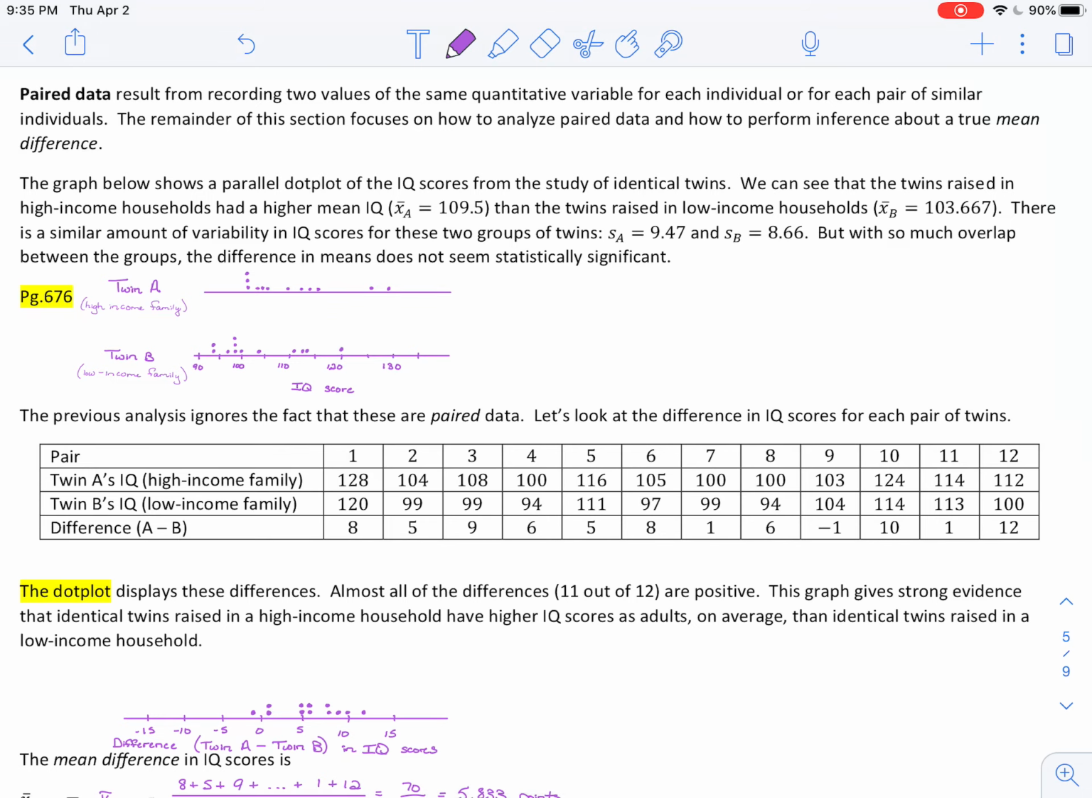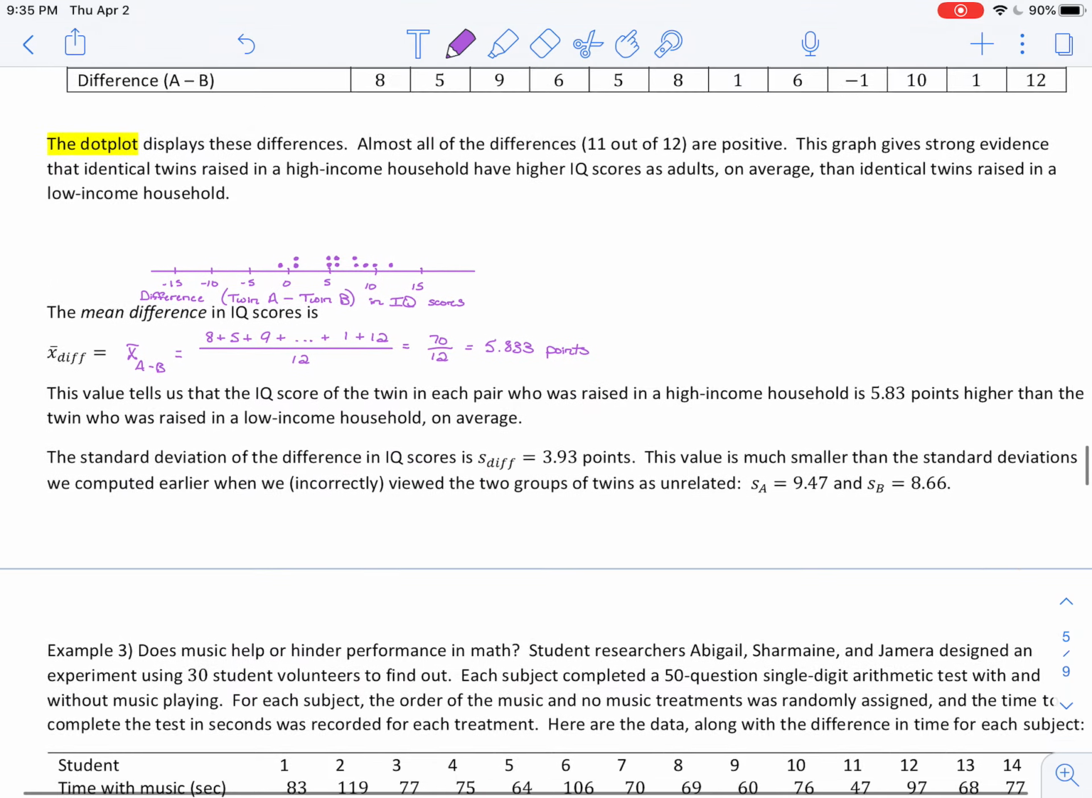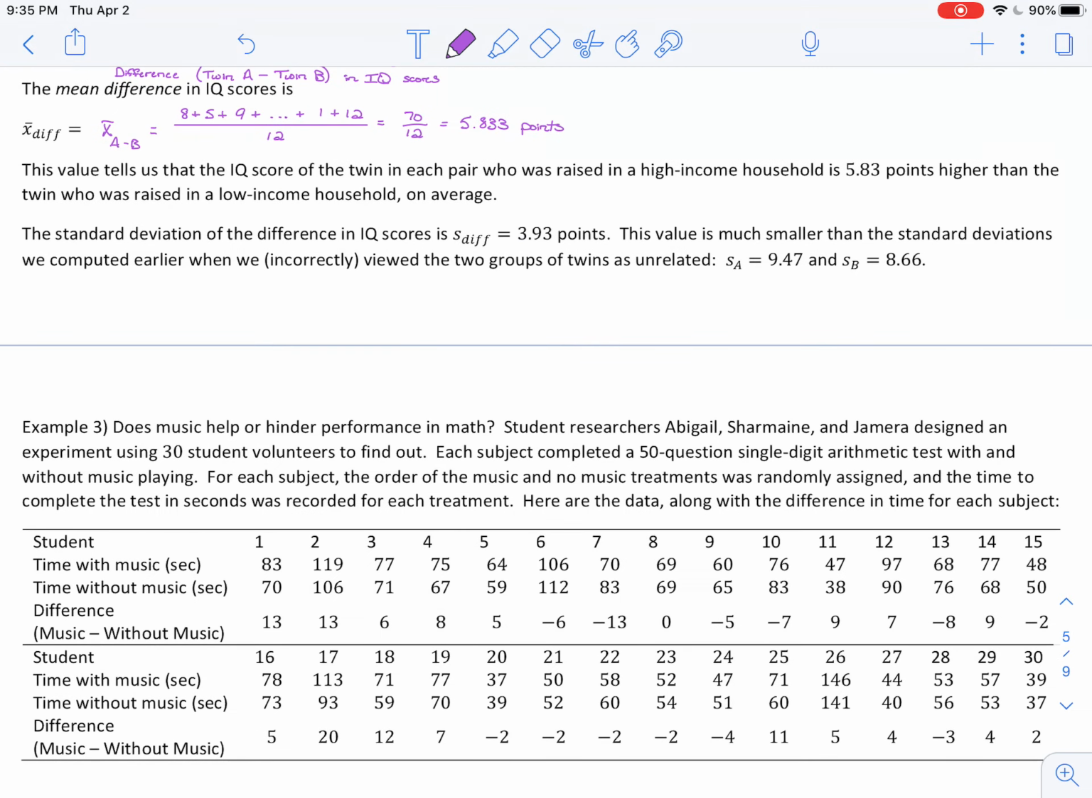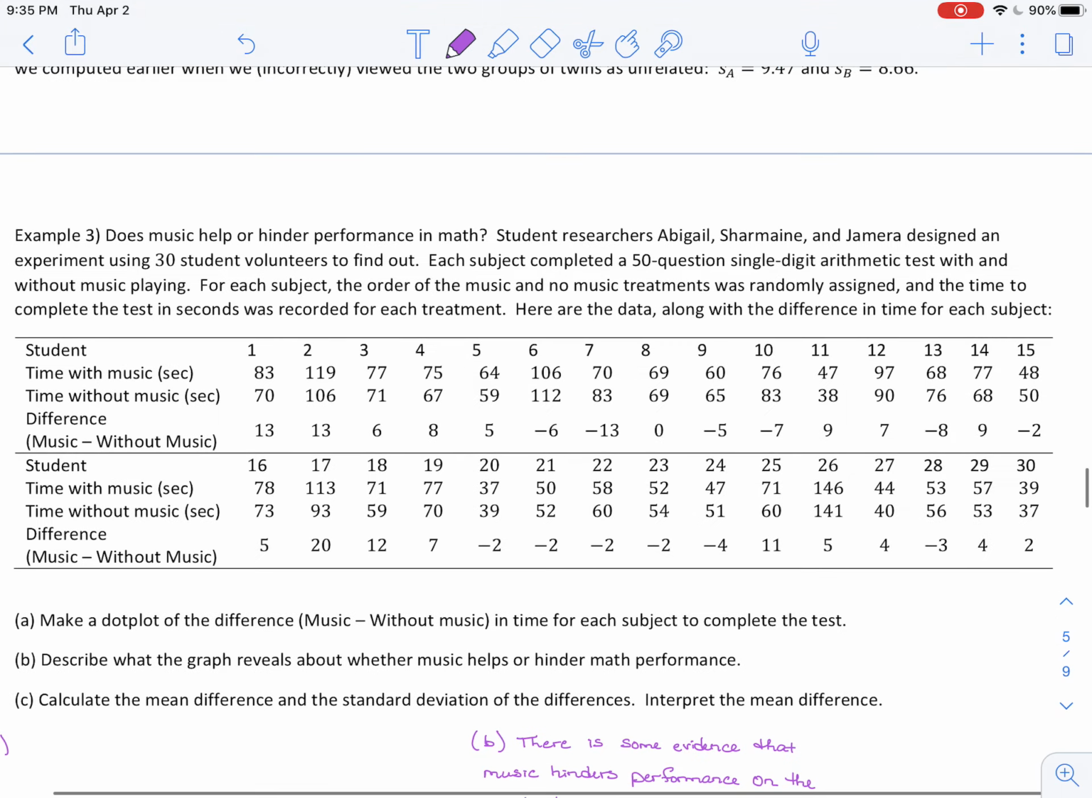We can find the standard deviation here. It's a lot smaller than when we just incorrectly thought of them as completely separate groups. We shouldn't be thinking of them as separate because they're not independent. That's what we would want to be doing instead. So that's what example 3 is getting at. We have this matched pairs set here.